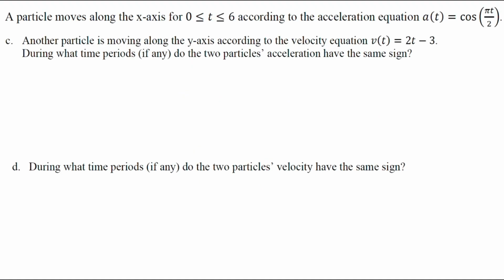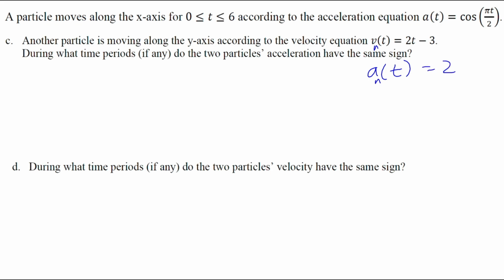For part C, we've got another particle moving along the x-axis with a new velocity equation. We want to know during what time periods, if any, do the particles have the same sign? Well, first of all, the velocity function for this new one was 2t minus 3, so its acceleration function, we're going to call it a sub n for the new function, is just equal to 2.